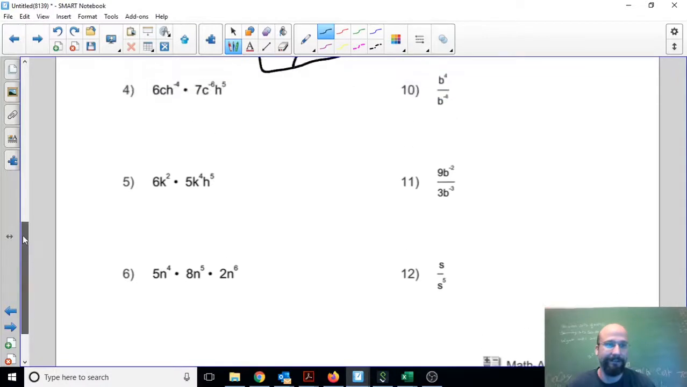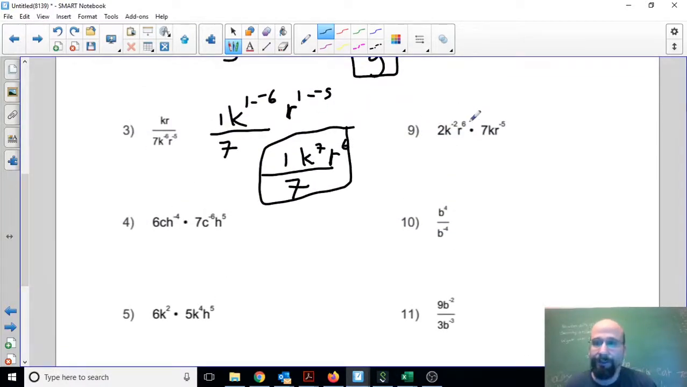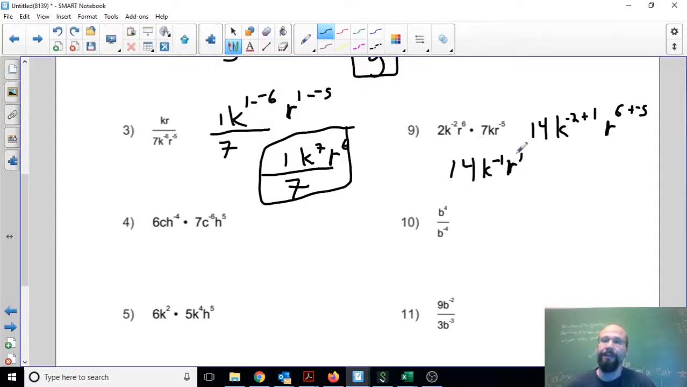Yeah, let's do number 9 since it has negatives. So we're multiplying these together. The 2 and the 7 are just numbers. 2 times 7 is 14. k to the negative 2 times k. We're multiplying with the same bases, so we're adding exponents. So negative 2 plus 1. And then r to the 6 times r to the negative 5 is 6 plus negative 5. So we're going to do this, and we have 14k to the negative 1 r to the 1. That's an r. So I don't need this 1 here.